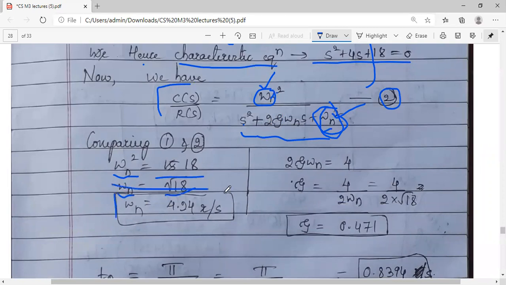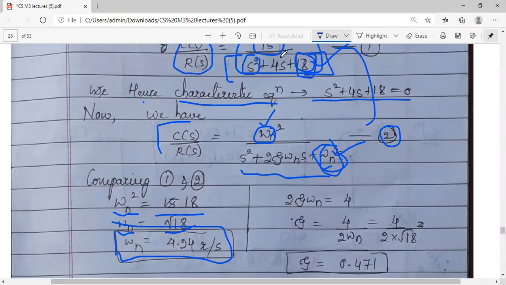You got the natural frequency. This second unknown is the natural frequency WN. Whenever we are calculating the frequency terms, you have to use radians per second. So it is rads per second.